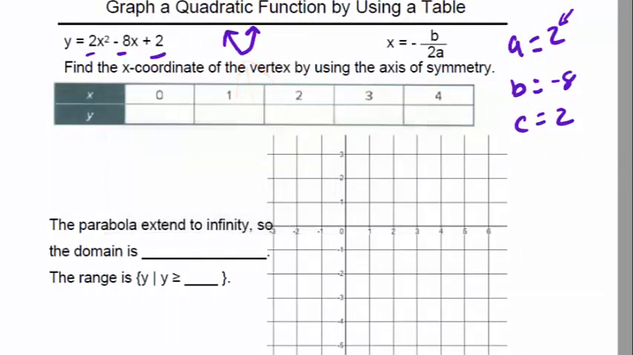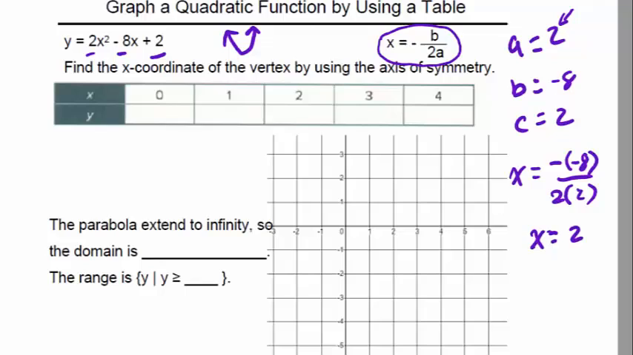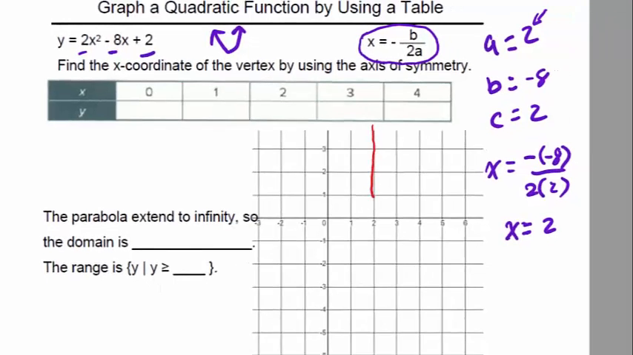The next thing I want to do is find the axis of symmetry, which is based off of this formula right here. So my axis of symmetry is going to be x equals the opposite of b, which is -(-8), over 2 times a, which is 2. Well, this formula will have a negative times a negative, which is +8, and 8 over 2 times 2, which is 4. 8 over 4 ends up equaling x = +2. So now I know my axis of symmetry is at +2. I'm going to go ahead and draw that in there. So I have an axis of symmetry that's right here.